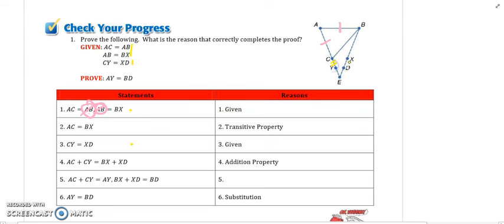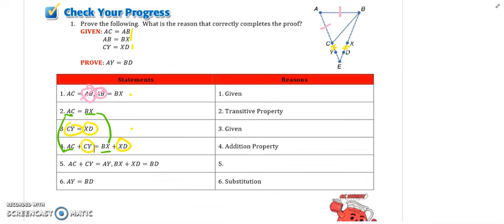It also tells us CY is congruent to XD, so I marked that on my figure. And then it says additive property. So what it did was, I have CY here and XD here, and I had something added to each side. Whatever you add to one side, you can do to the other, since they're equal. So we added an AC over here and a BX over here because we add the same thing to both sides. That might have been a little tricky. You might not have known how to do that, and that's totally okay. That's why we're practicing this together.